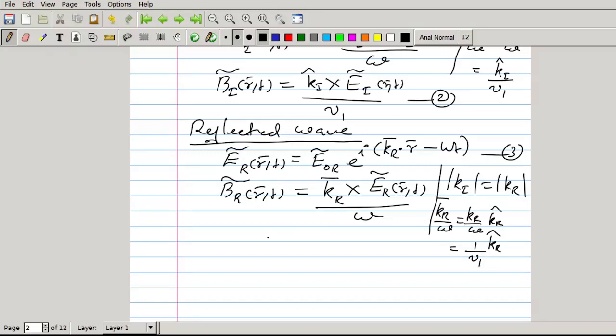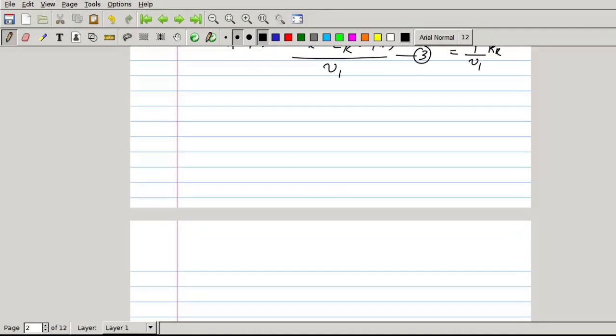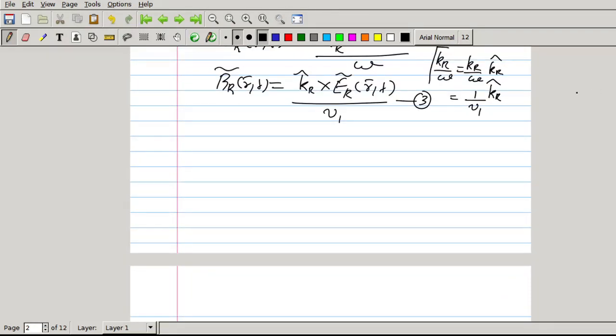So this equation I can write as B_r(r,t) is equal to k_r unit vector cross E_r(r,t) by v1. So this is the first medium, that's why the velocity is v1. The magnitudes of k_r and k_i are the same, which is equal to k1, the wave vector in the first medium.